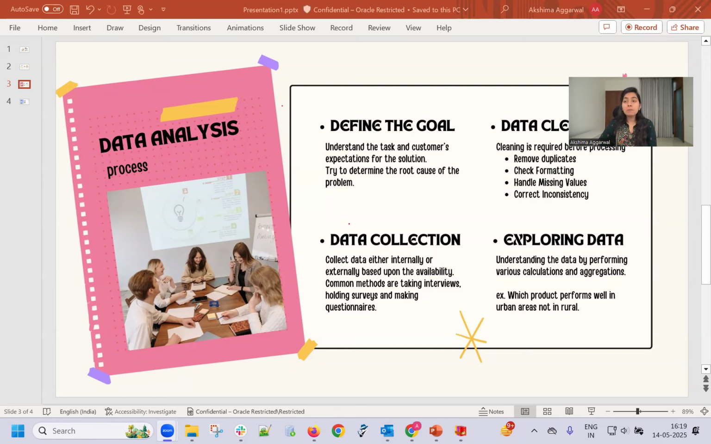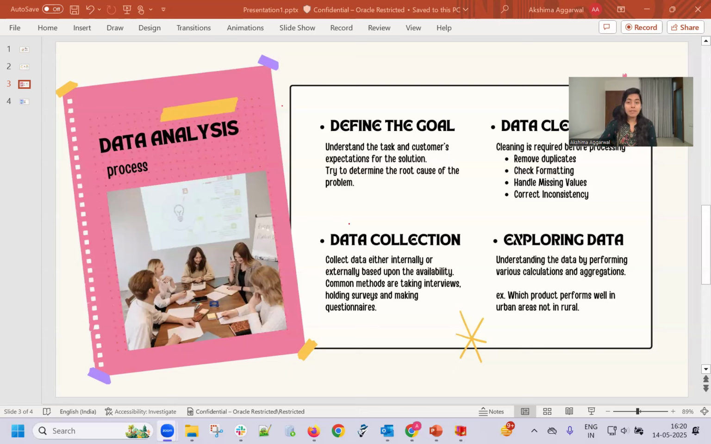So the customer's expectations means what the customer wants from the analyst. For example, we can say if the customer asks which products are on high sales from the last 4 months, 6 months, and in which area. So the analyst needs to analyze all these things and find out the key insights from the data.